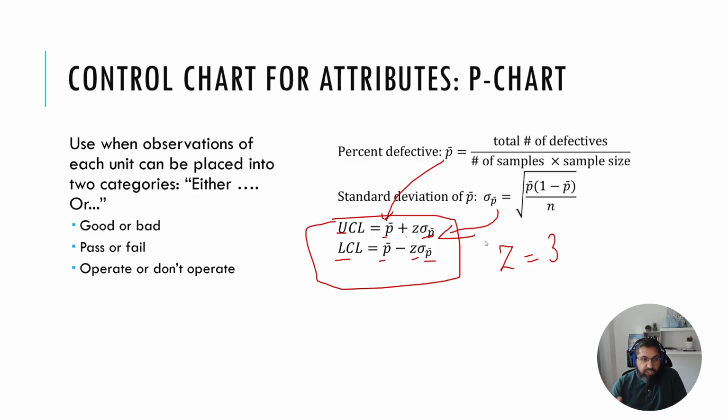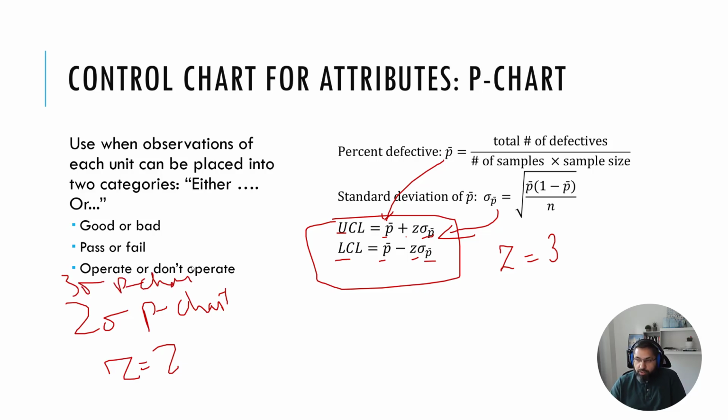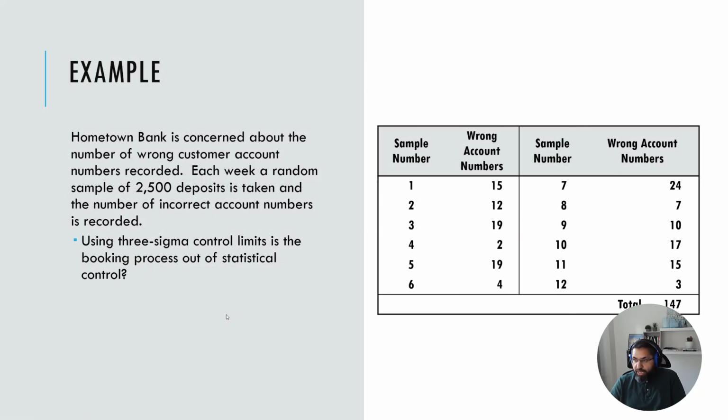Otherwise, the question may say draw a P chart with a 2 standard deviation P chart. A 2 sigma P chart, 2 standard deviation P chart simply means that Z equals 2. A 3 sigma or 3 standard deviation P chart simply means that Z equals 3. And if nothing is given, then by default Z will be 3. So that's the default. Okay, so let's do an example of that.